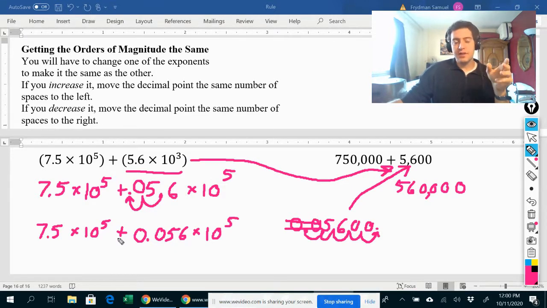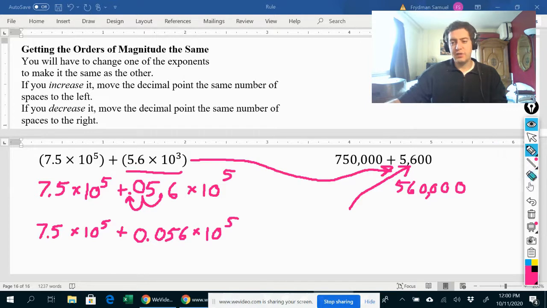So the point of doing that was, now we have the exponents the same. So now we're adding the same type of objects together. So 10 to the 5th power, that's 100,000. So here we're saying we have 7.5 hundred-thousands, and we want to add that to 0.056 hundred-thousands. So the rest of this is pretty easy, actually.